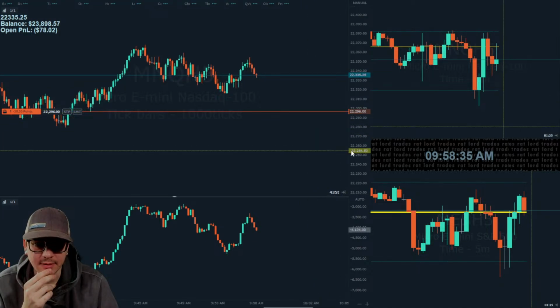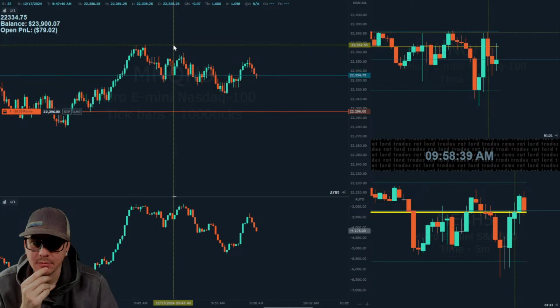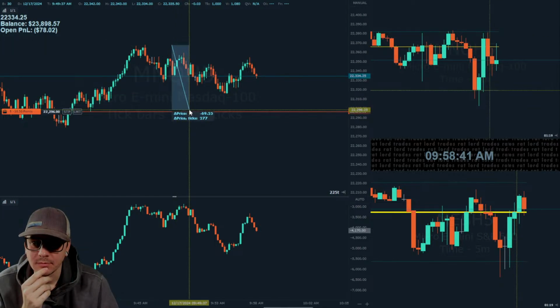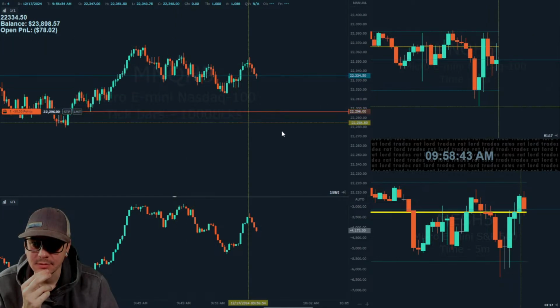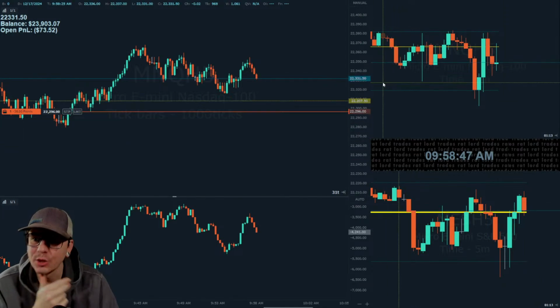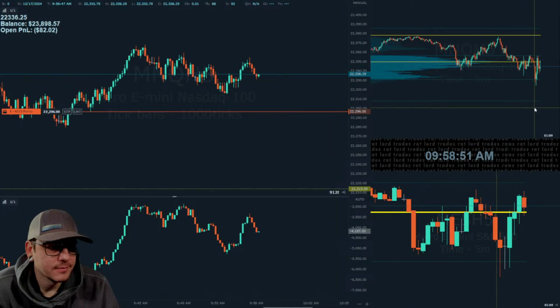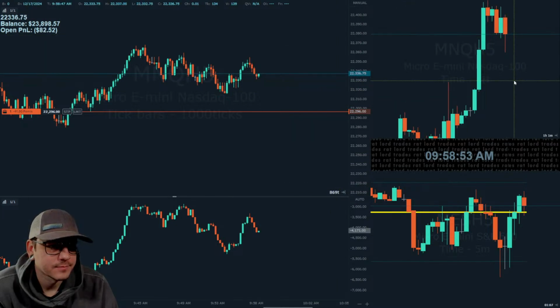Let's see if this comes down. I mean, I set my target pretty far. So even though it kind of sucked, we'd still be making more than what we risked. Can we go 150 points lower from here?